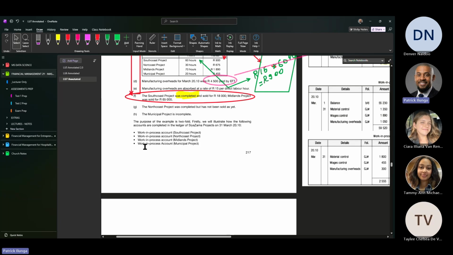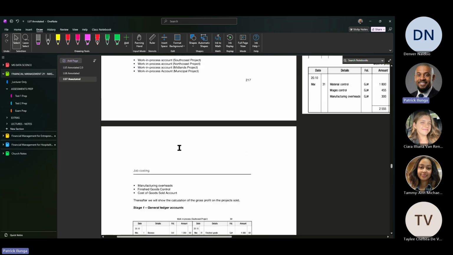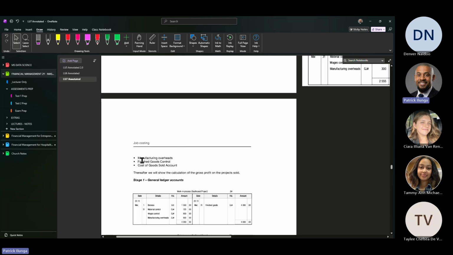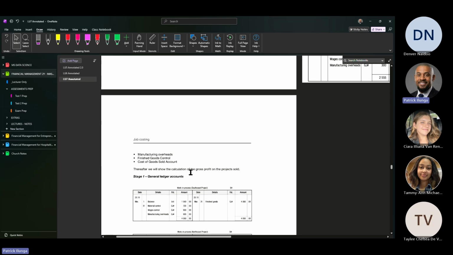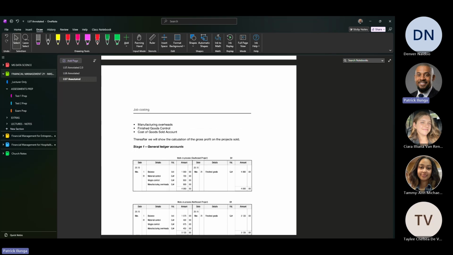All right. And they're asking you for the work in process accounts. You also need to provide a manufacturing overhead account. You need to provide a finished goods control and a cost of goods sold account. And these are the ledgers. This is how they will look.